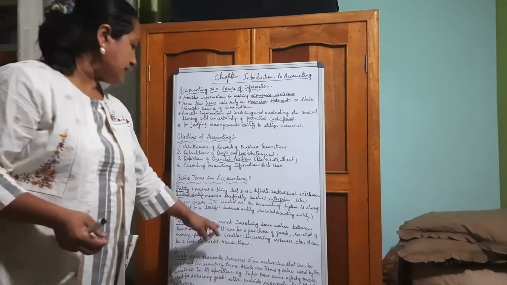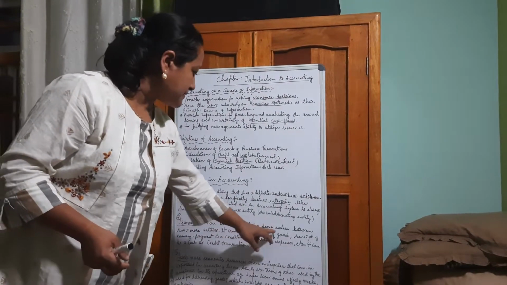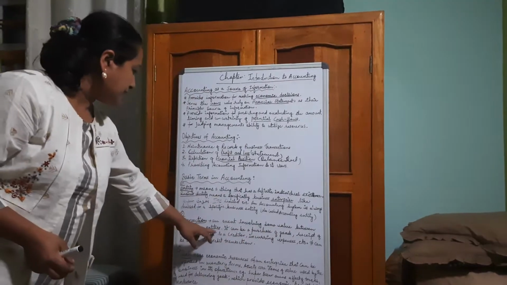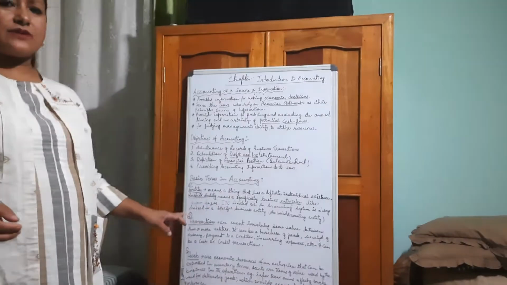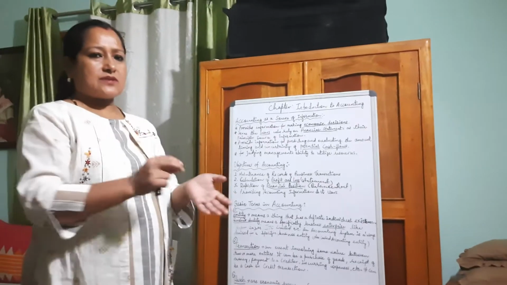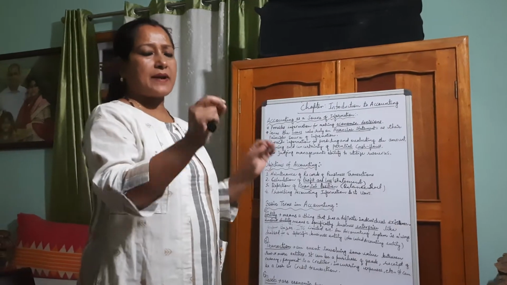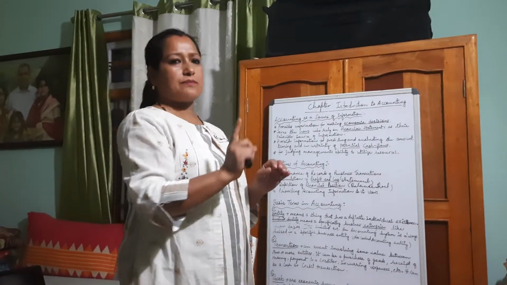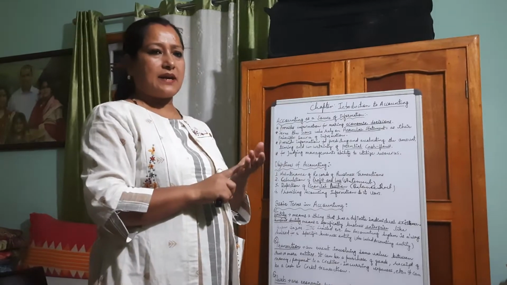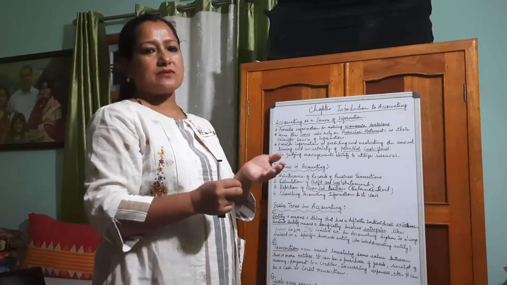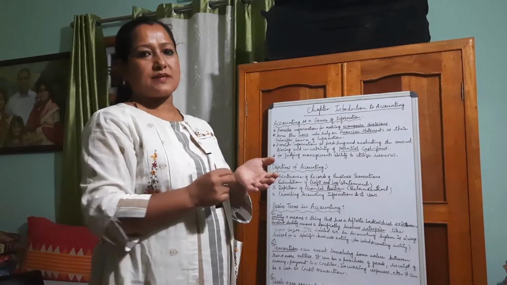Now transaction means an event involving some value between two or more entities. Now you have understood entities. An individual can also be an entity, a separate sole proprietorship form of business, a business of one person alone, can also be an entity. A group venture can also be an entity, a group's business, a partnership business.